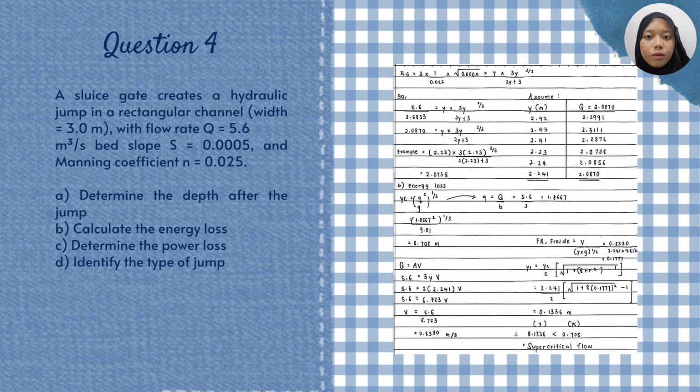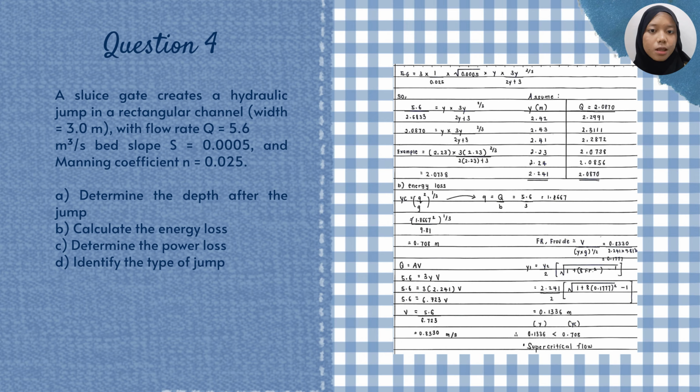In the table, we try several values like 2.41, 2.42, 2.43, and so on. And we find that when y equals 2.241 meters, the calculated discharge is the closest.